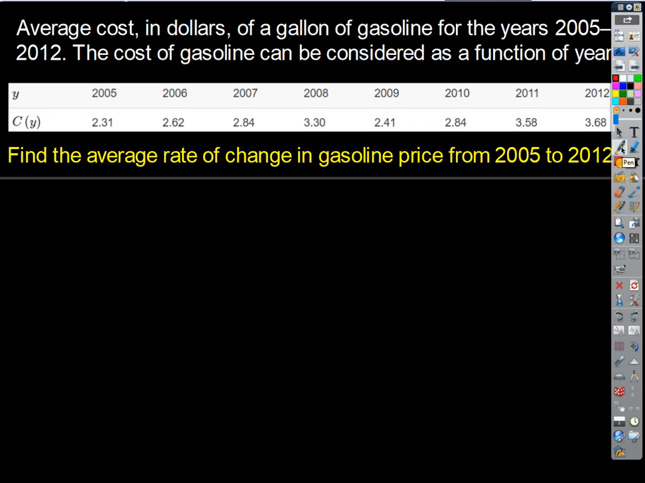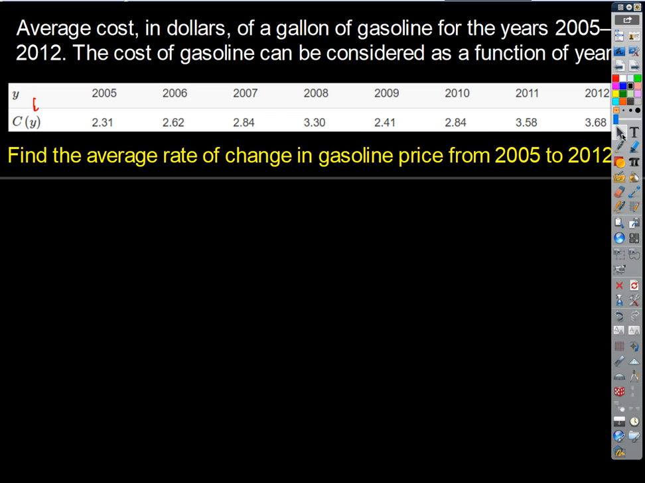This is giving us cost of gasoline for the year. So here's our function. C must stand for cost, right? Y stands for year. So which is the input variable? Y, right? The function notation tells us that. So that's the input value. Cost is the output value.